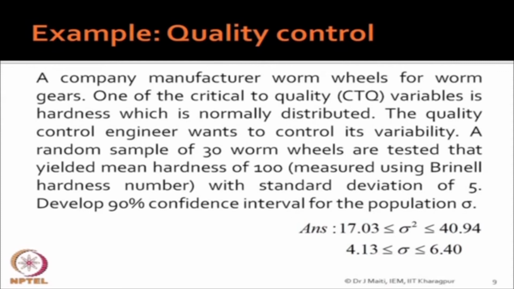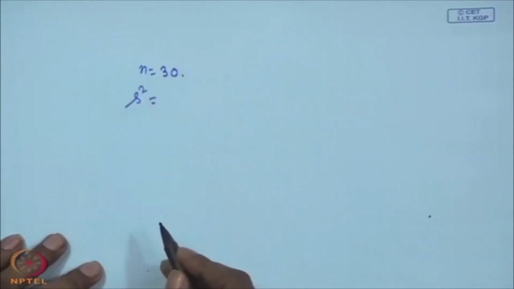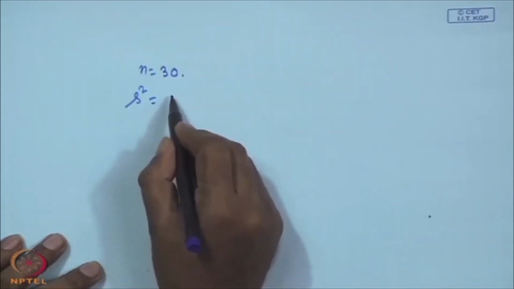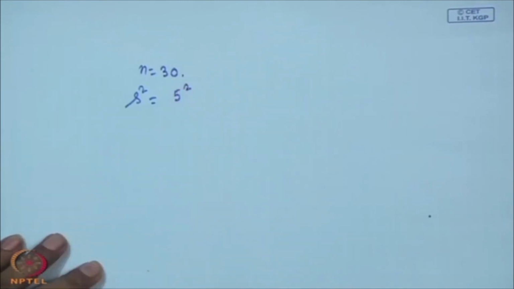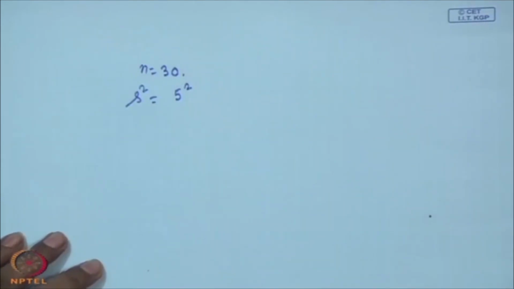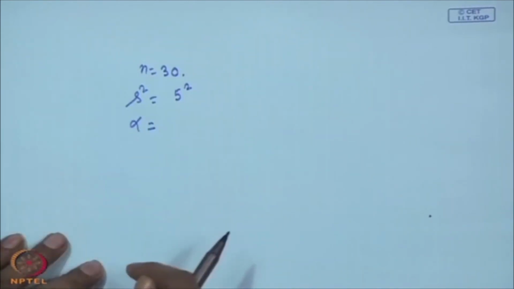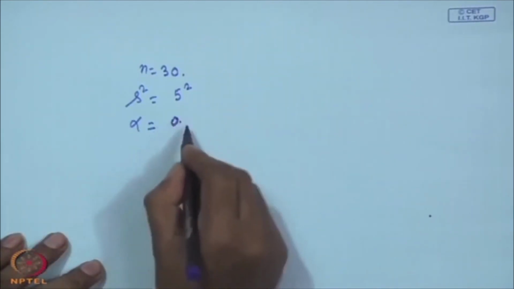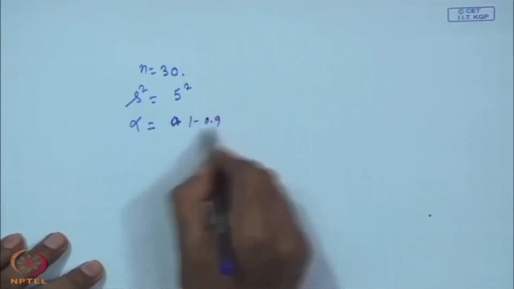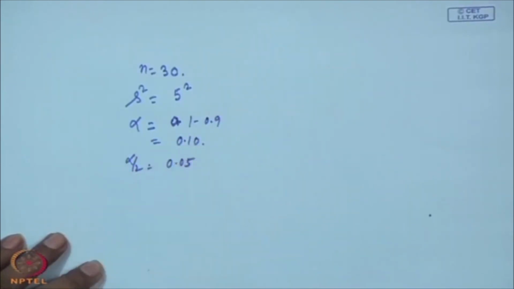What will you do? What is the n value here? n equals 30. What is s square? You have collected a sample of 30 with a standard deviation of 5, so this is 5 square. Then what more do you want? Only one thing, that is alpha. We are saying 90% confidence interval, so alpha equals 1 minus 0.9, that means 0.10. So, alpha by 2 is 0.05.